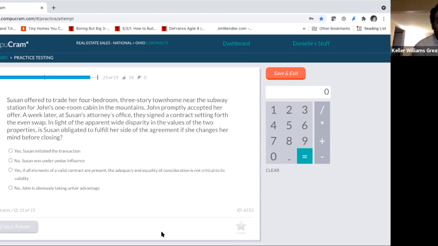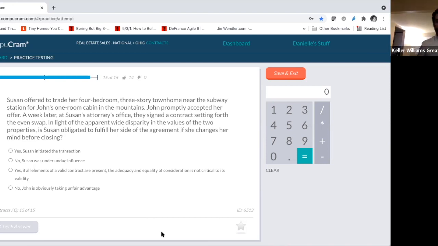All right, Susan offered to trade her 4-bedroom, 3-story townhome near the subway for John's 1-room cabin in the mountains. I'd make that trade in a heartbeat. John promptly accepted her offer. One week later at Susan's attorney's office, they signed a contract setting forth the even swap. In light of the wide disparity in the values of the two properties, is Susan obligated to fulfill her side of the agreement if she changes her mind?